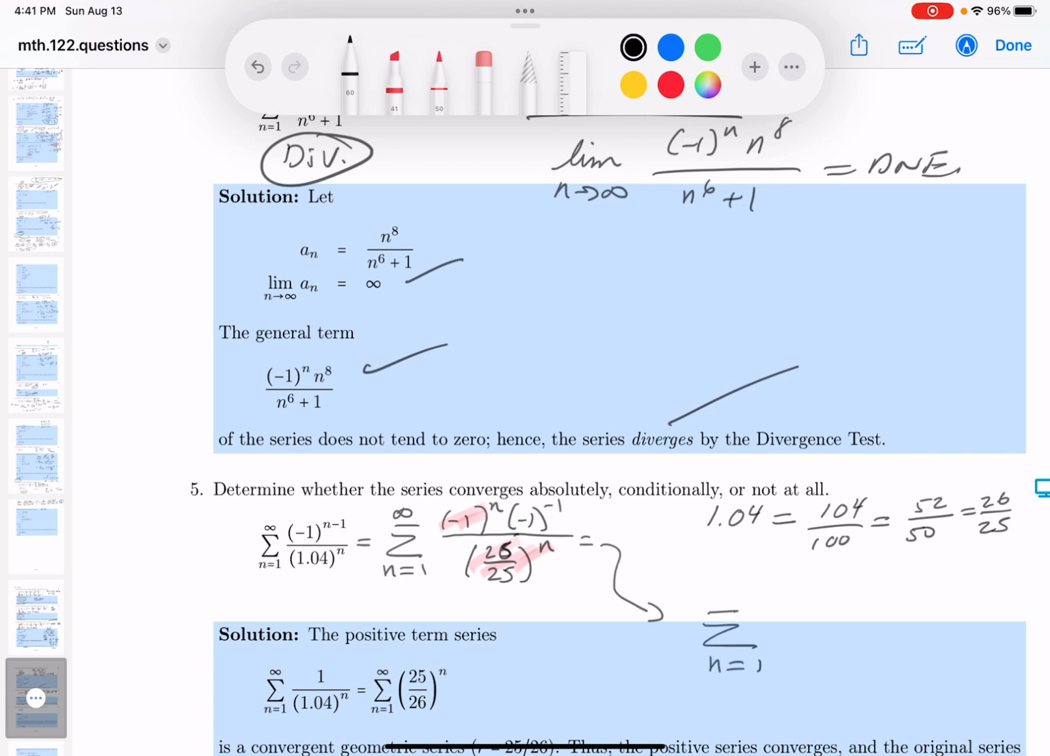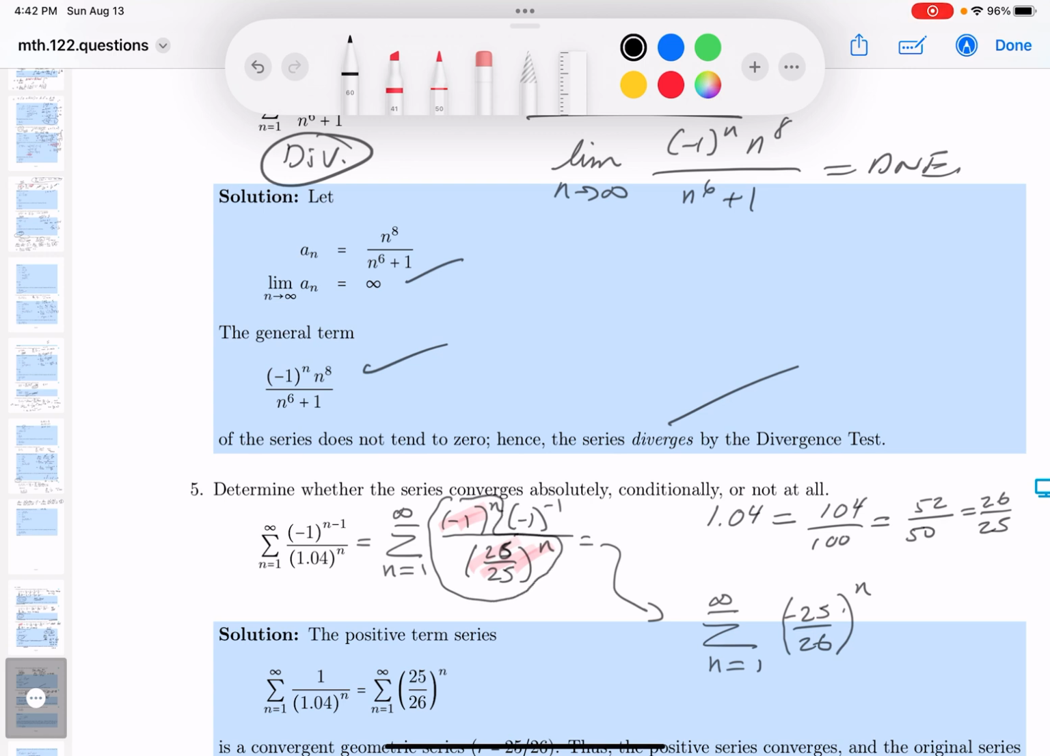N equals 1 to infinity. And then over there, if I did that, it's written to the nth power, by the way. And I know it's going to be negative. And what are you going to get? 25 over 26. Put a minus on over there. All I did was I resolved this over here. All right? All I did.